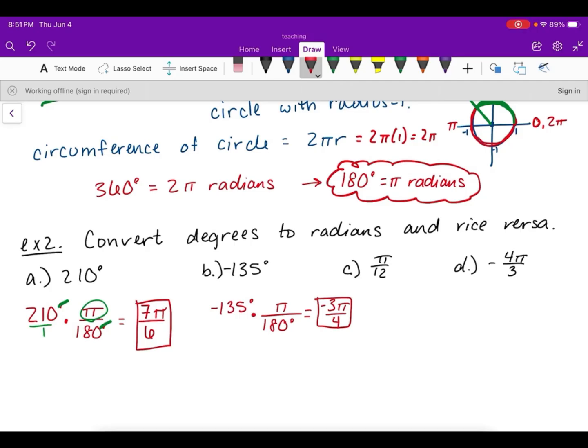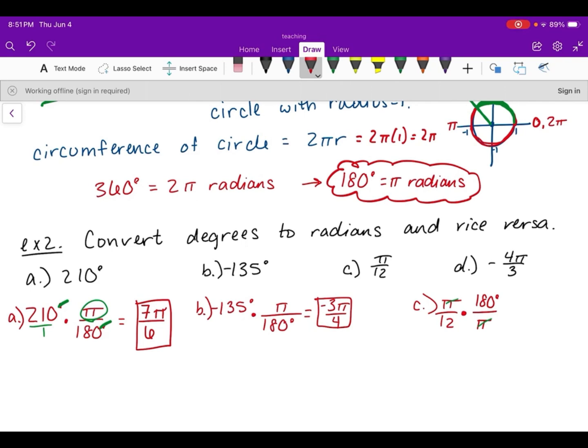Now part C, here, let me label this. This is A, this is B. Let's do part C here. Part C is going from radians to degrees. If you want to get rid of radians, then you're going to have to get rid of pi. So I'm going to put my pi at the bottom now, and I'm going to put 180 degrees at the top. So you'll see the pi's will cancel.